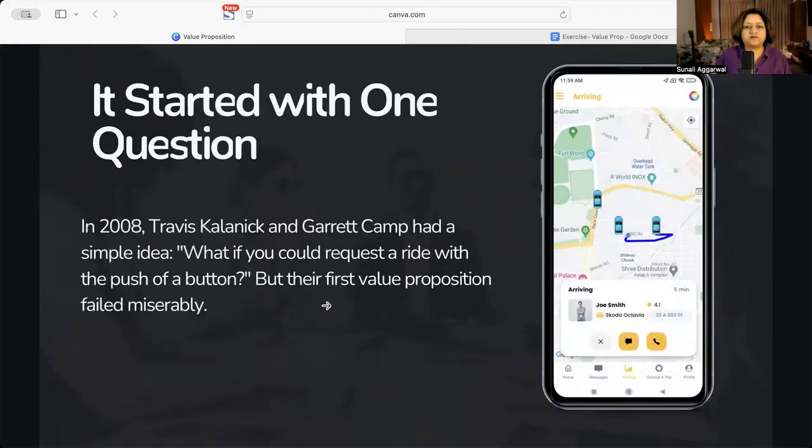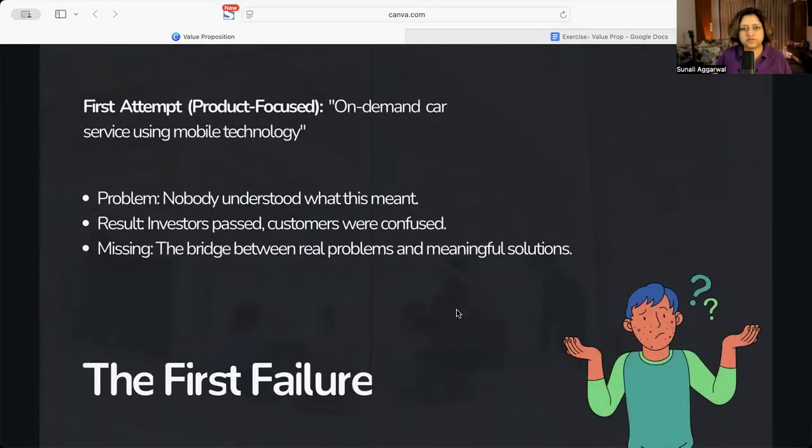In 2008, Travis and Garrett had a simple idea. What if you could request a ride with a push of a button? But their first value proposition failed miserably. So let's look at the first attempt. What was the first value proposition? On demand car service using mobile technology. Now, this is a very basic value prop, and a lot of us start like this. So don't worry about how you start, understand how you're going to evolve.